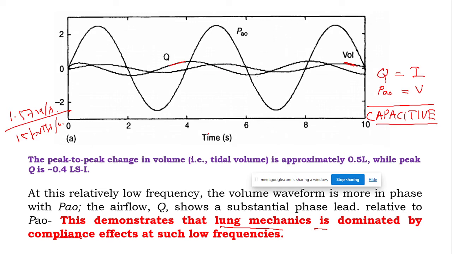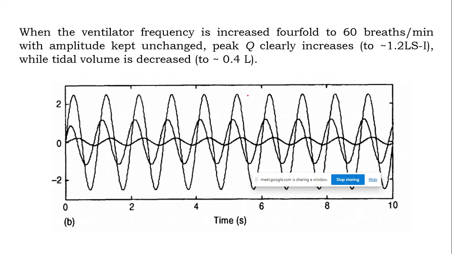Now we're going to do a simple experiment. We are going to increase the input rate. Instead of 15 breaths per minute, I'm increasing it to 60 breaths per minute. What you can see is, this is your input frequency, PAO, and this represents your Q, and this is your tidal volume.